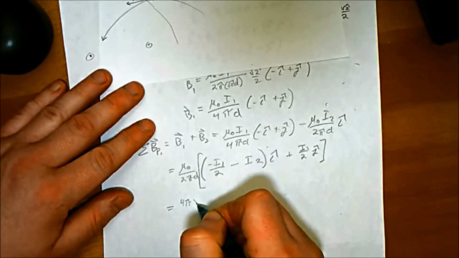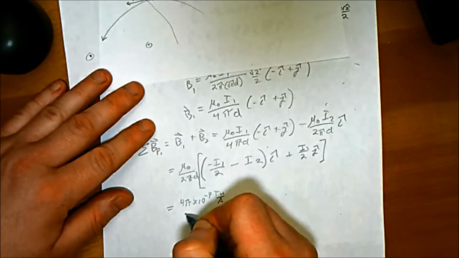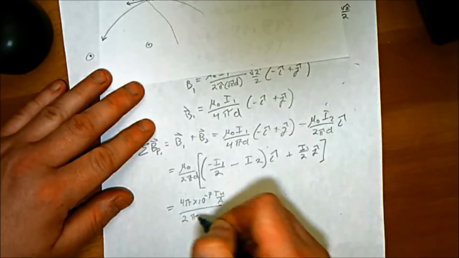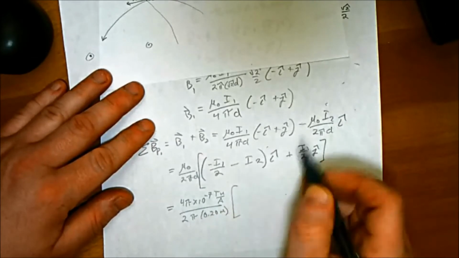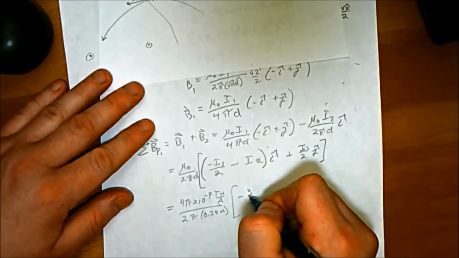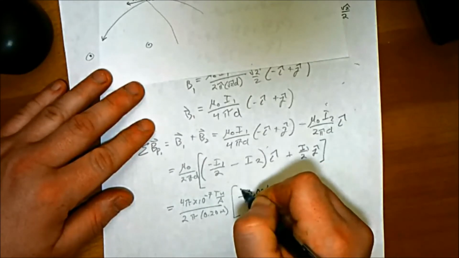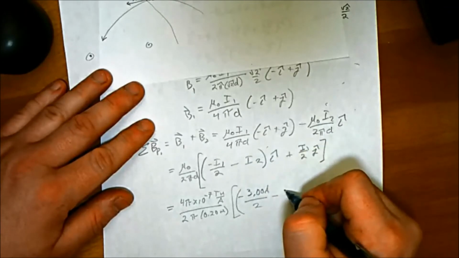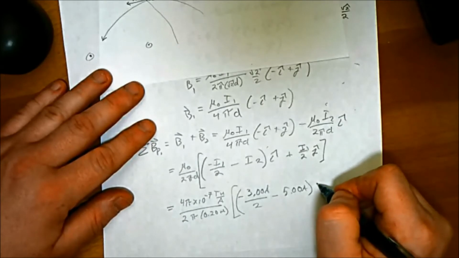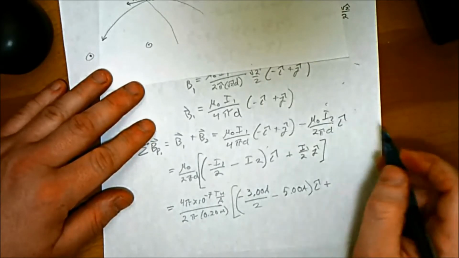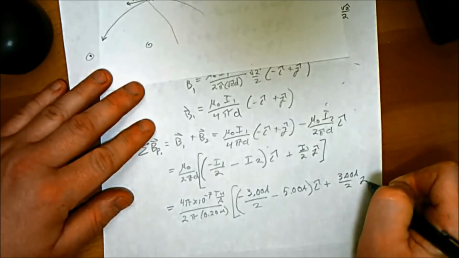4 pi times 10 to the negative 7th Tesla meters per amp over 2 pi times d, which is 0.20 meters, times minus I1, which is 3.00 amps, over 2 minus I2, 5.00 amps, I hat, plus I1, which is 3.00 amps, over 2 J hat.